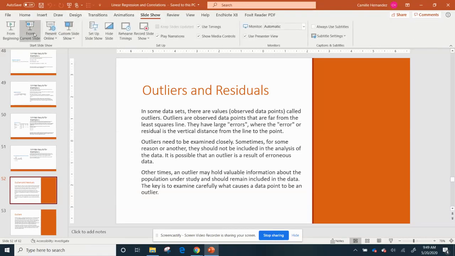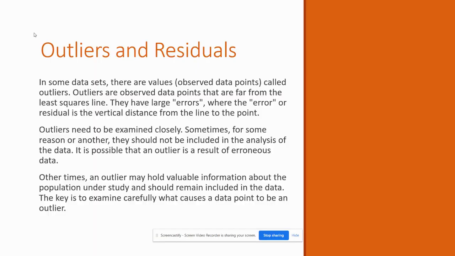Now we're going to talk about outliers and residuals. So we talked about outliers when we talked about descriptive statistics, and that's a data point that's far from the regular data. In regression, we think of outliers as being observed data points that are far from the least squares line or the regression line. They can have large errors, where an error or residual is the vertical distance from the line to the point.